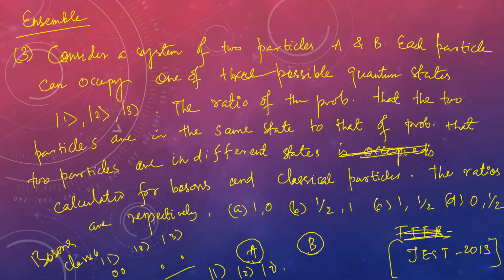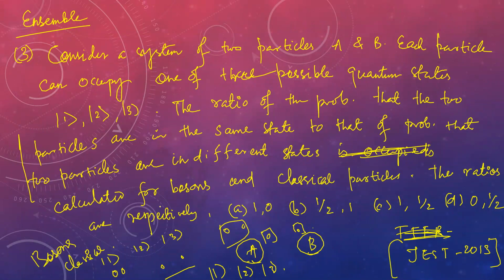Okay, read the question again. You try to pause the video and read the question again. Consider a system of two particles A and B. Each particle can occupy one of three possible quantum states: one, two, three. The ratio of the probability that two particles are in the same state to that of the probability two particles are in different states. Okay, that's the question. So how to approach this question?